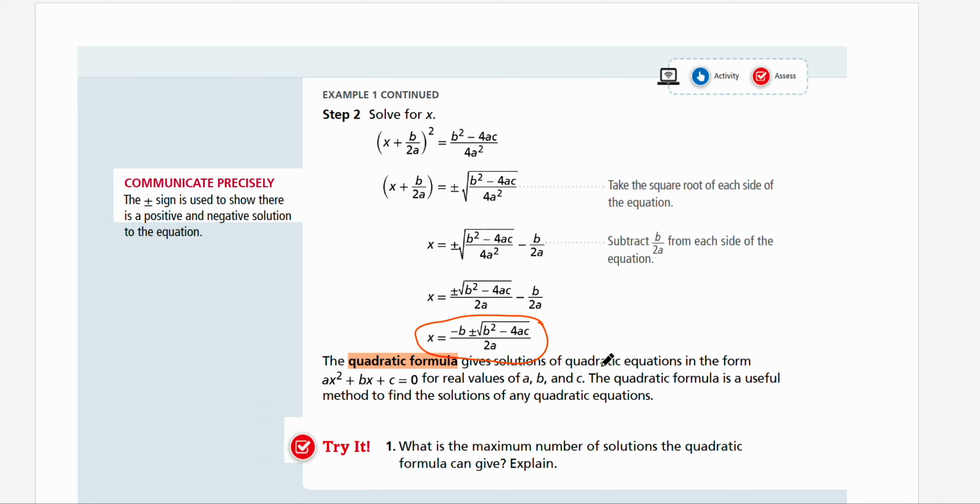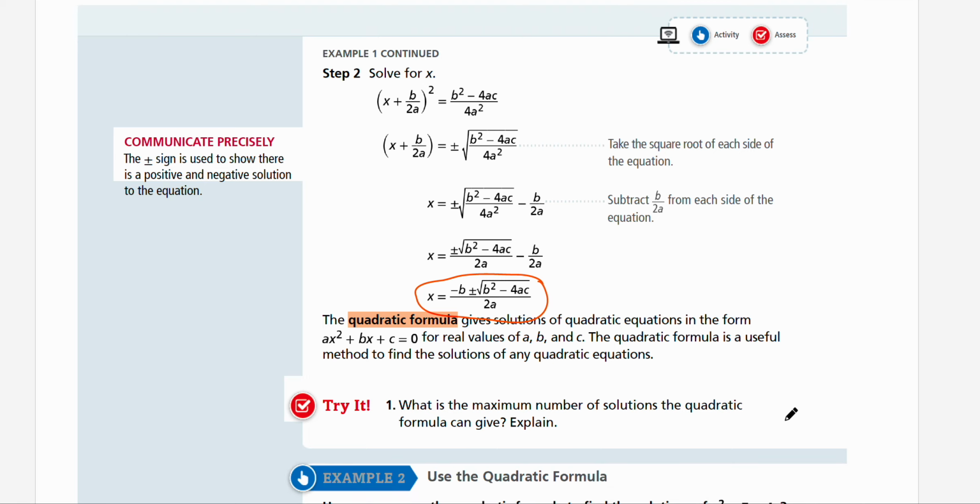So let's look at try number 1. What is the maximum number of solutions the quadratic formula can give? Explain. So just like I explained, this will give all real and imaginary solutions, but you have a quadratic equation, right? So how many total real and non-real solutions can you have in a quadratic equation? The quadratic formula contains plus or minus signs, so at most you could have 2 solutions, right? So that's the answer.